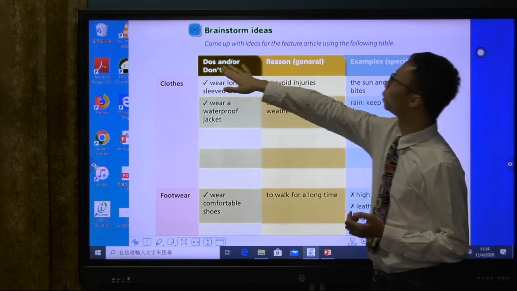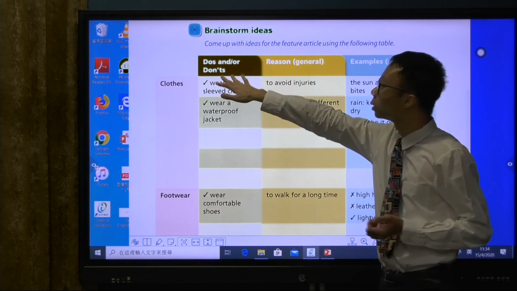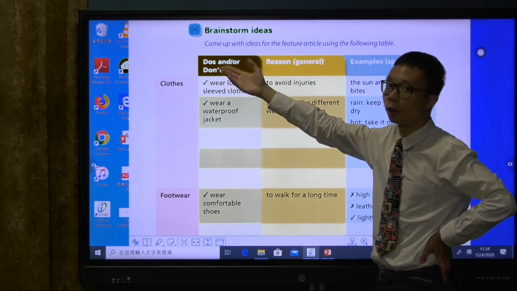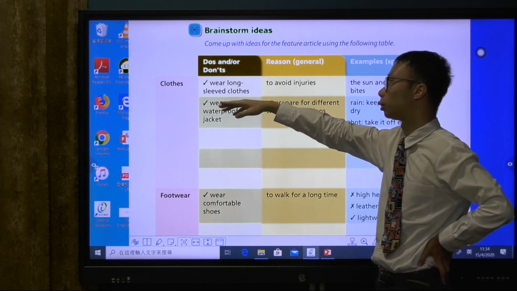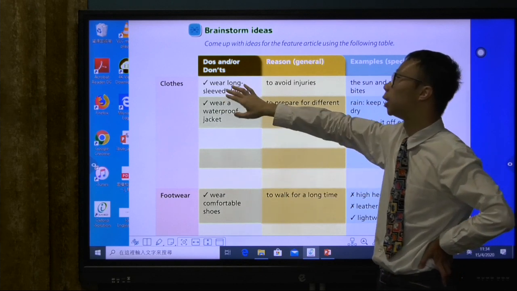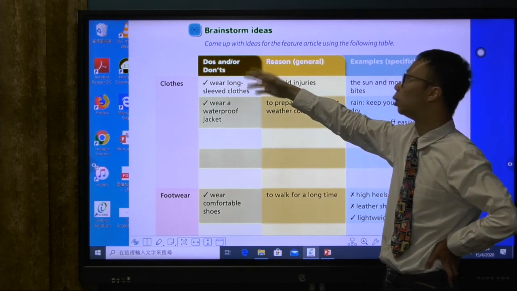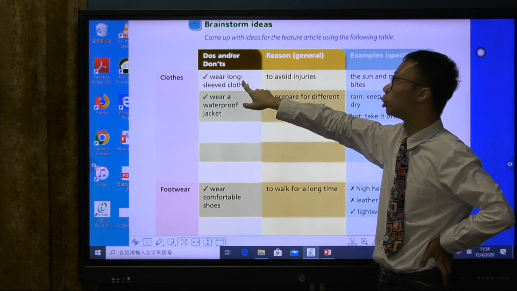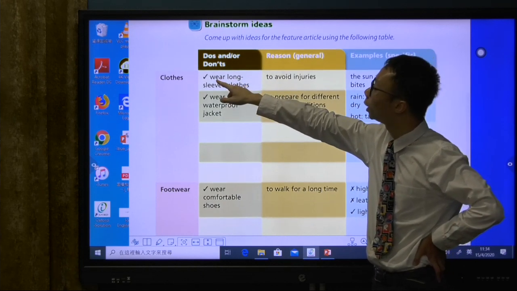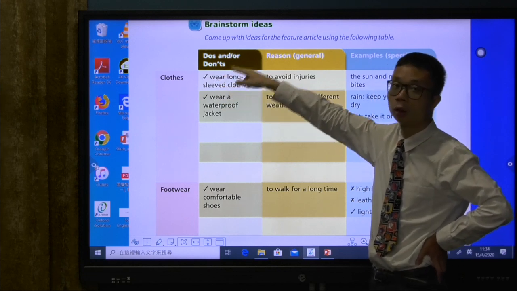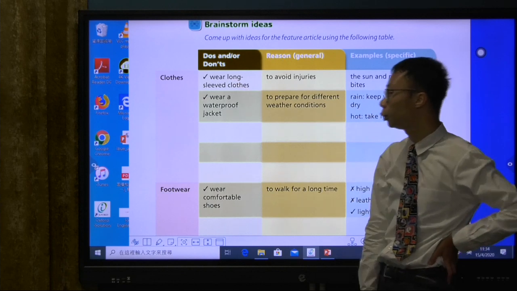So, do's and don'ts. Actually, you can't find this word in a dictionary, but people just put it this way because it means do and do not. It's just another way to say it. And then right here, if you put a check mark, that means something that you should do.